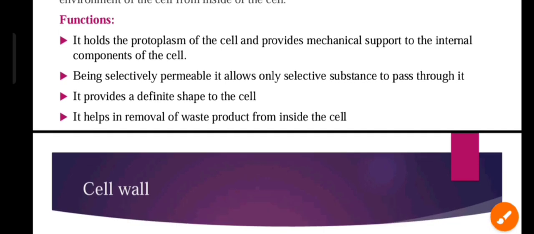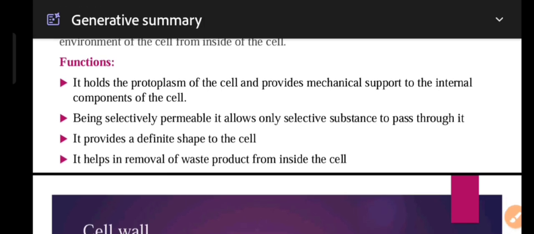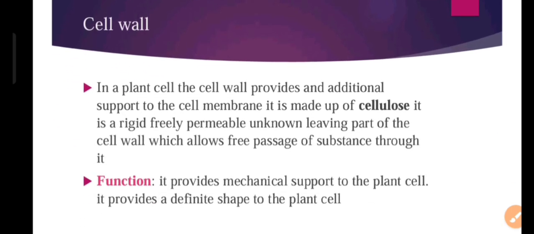And what is the function of the cell membrane? It holds the protoplasm of the cell and provides mechanical support to the internal components of the cell. Being selectively permeable, it allows only selective substances to pass through it. It provides definite shape to the cell, and it helps in the removal of waste products from inside the cell. Any unwanted substances present inside the cell go out through this plasma membrane. And then coming to the cell wall.